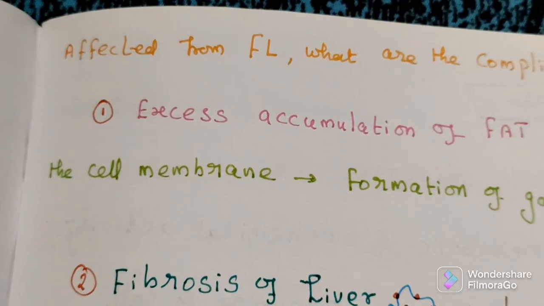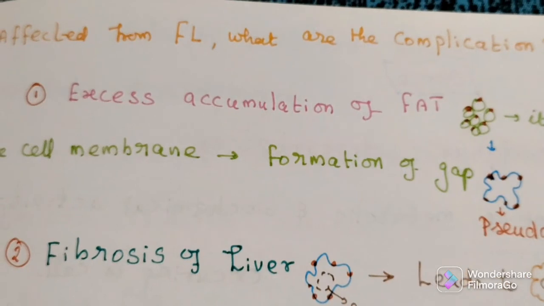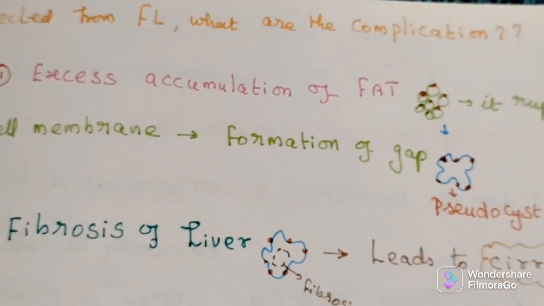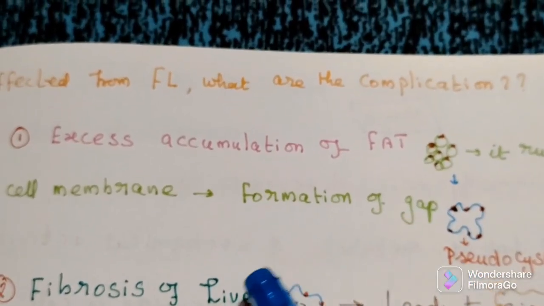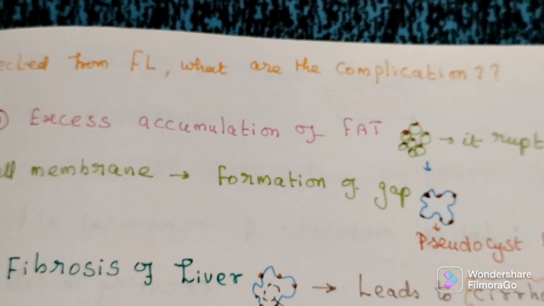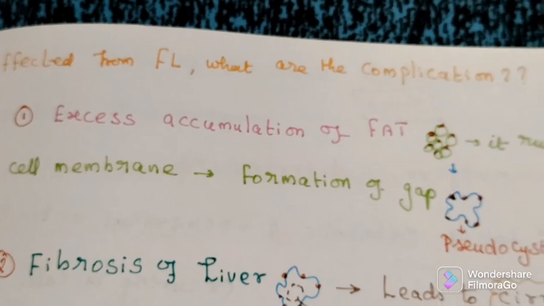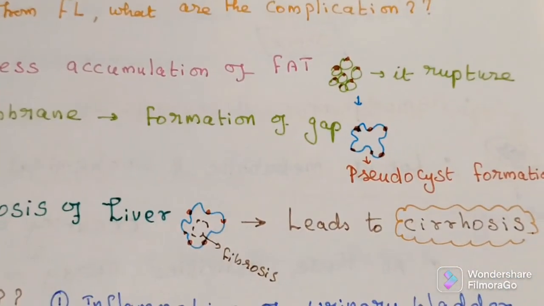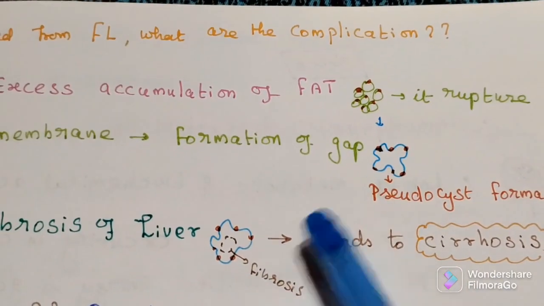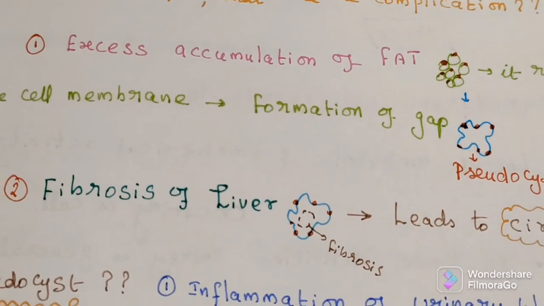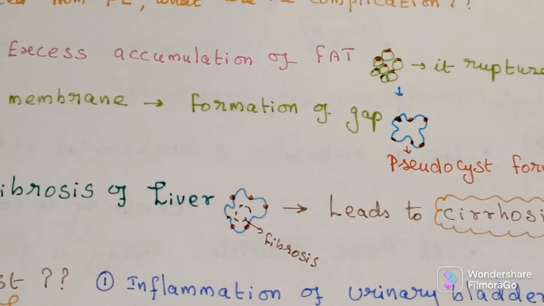Suppose anyone is affected by fatty liver, what are the complications? If fatty liver continues long term, what will happen? Excess accumulation of fat ruptures the cell membrane, so gaps form. This leads to pseudocyst formation. Then fibrosis of the liver develops, and fibrosis of the liver leads to liver cirrhosis.